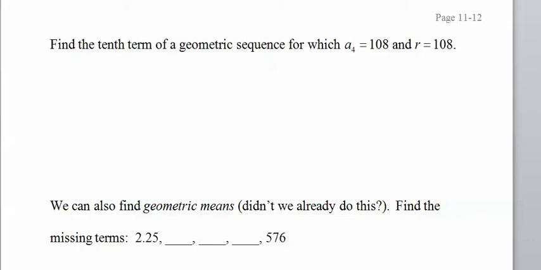Find the 10th term if I give you A4 and R. Well, you have to figure out what's going on here. A4 is 108. A1 we don't know. We need that. R is 108. Isn't that interesting? They're both 108. That's a mistake. Let's make that R equals 3.